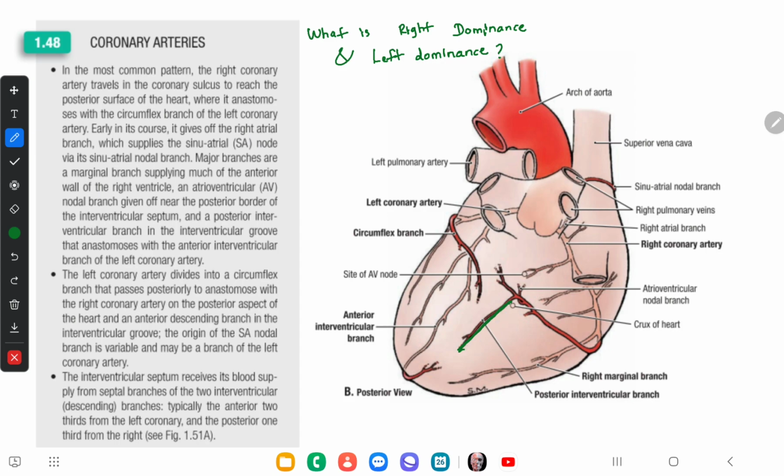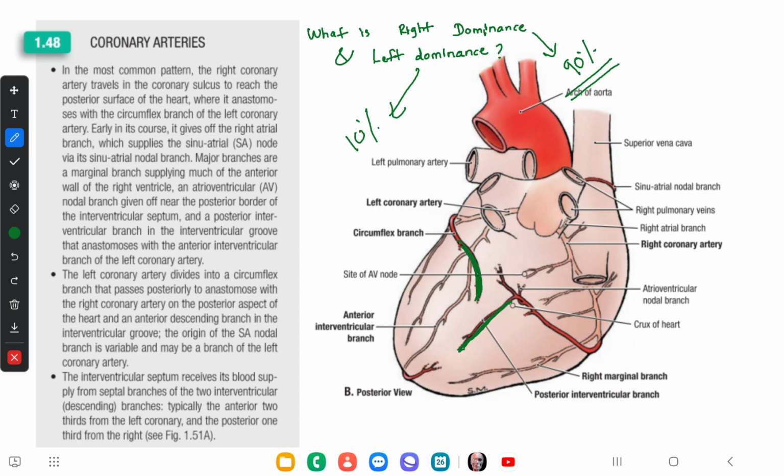The right dominance means the posterior interventricular artery is a large branch of the right coronary artery. We call those right dominance. Right dominance is usually present in about 90%. Mostly you can see the right dominance. The left dominance means the posterior interventricular branch arises from the circumflex branch of the left coronary artery. So it can be seen only in 10% of individuals. So that is right dominance and left dominance.